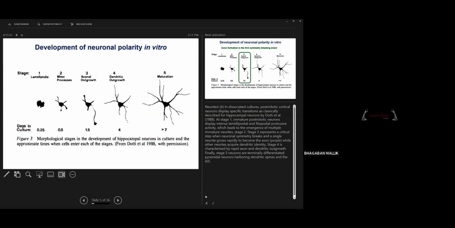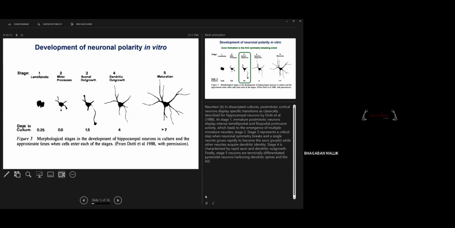As I mentioned earlier, they first become rounded in shape. They generate projections, some of which are generated from this rounded cell, called lamellipodia or filopodia. You have generation of lamellipodia at 0.25 days. Then this lamellipodia develops into minor processes. You can see these are the processes that arise from the cell body. Among all the processes, at 1.5 days one process elongates and becomes the axon, and the other processes develop into neurites, that is, dendrites. These are the dendritic outgrowths that develop from the cell body.